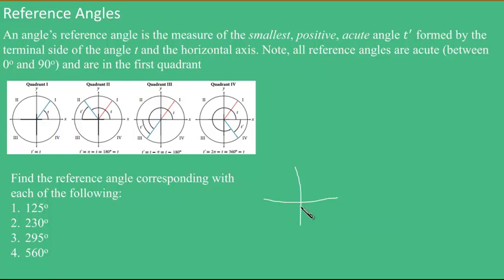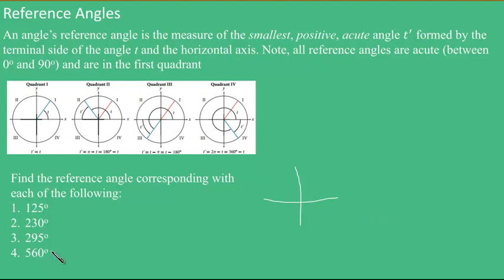For 295, that places us over here somewhere. And then to get the reference angle, we simply say what? 360 minus 295. And this is going to be 65 degrees. So the reference angle here is 65 degrees.